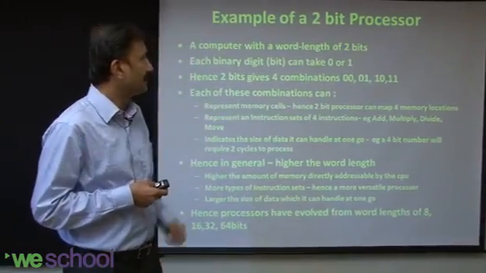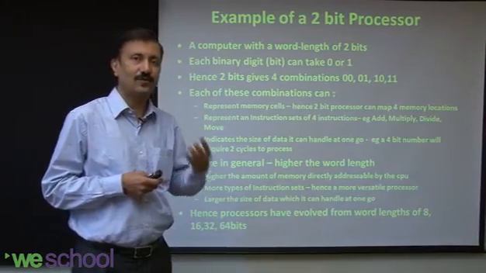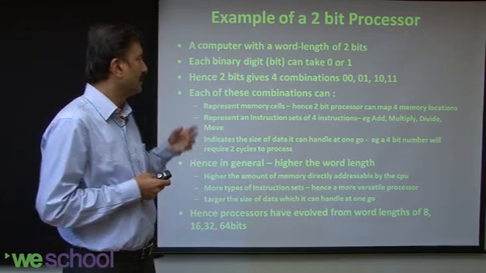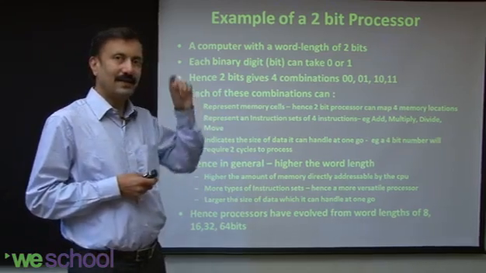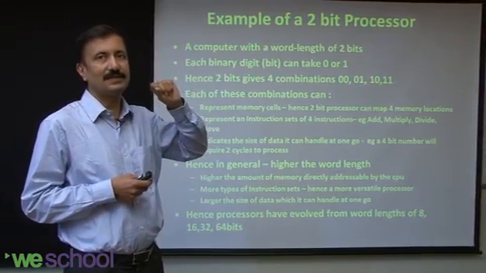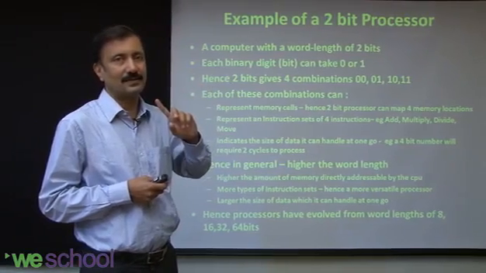So you have combinations like 00, 01, 10 and 11, which indicate multiple things. For example, if I have 4 combinations in a 2-bit processor, which is 2 raised to 2, it implies that every cell in the memory can be addressed. And how many cells can be addressed? Only 4 memory cells can be directly addressed.